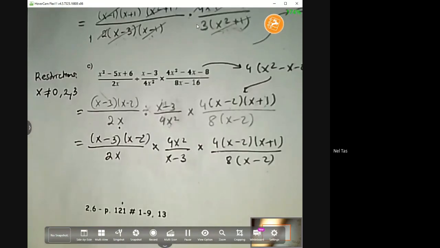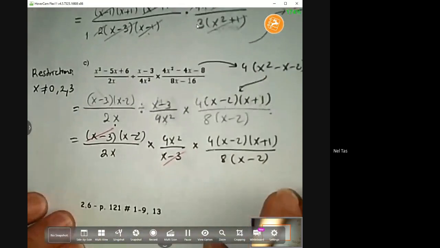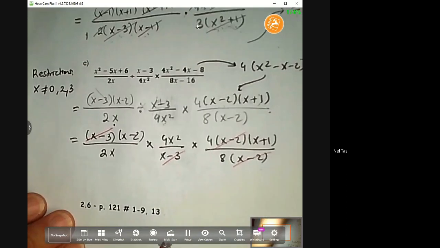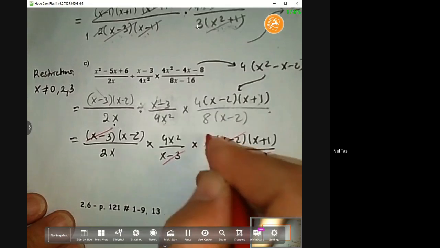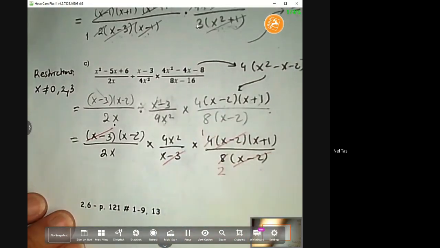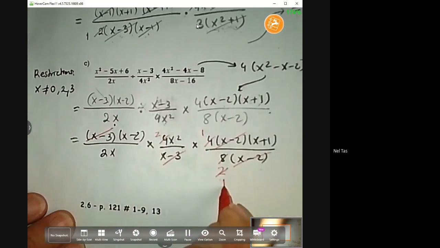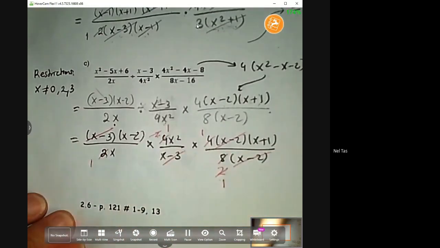Okay, so we can start simplifying now. So x minus 3, x minus 3, x minus 2, x minus 2. 4 and 8, both are divisible by 4. You get 1 and 2. 4 and 2, both are divisible by 2. 2 and 1, 2 and 2, 1 and 1. And we also have x squared and x.